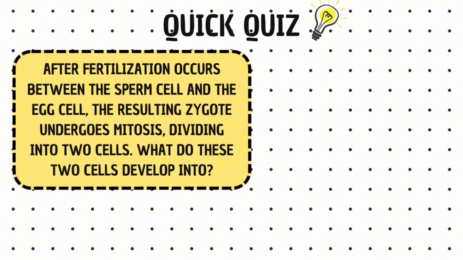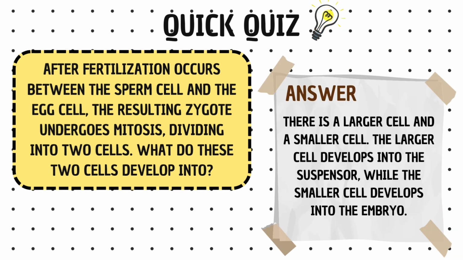Week quiz. Question: After fertilization occurs between the sperm cell and the egg cell, the resulting zygote undergoes mitosis, dividing into two cells. What do these two cells develop into? Answer: There is a larger cell and a smaller cell. The larger cell develops into the suspensor, while the smaller cell develops into the embryo.